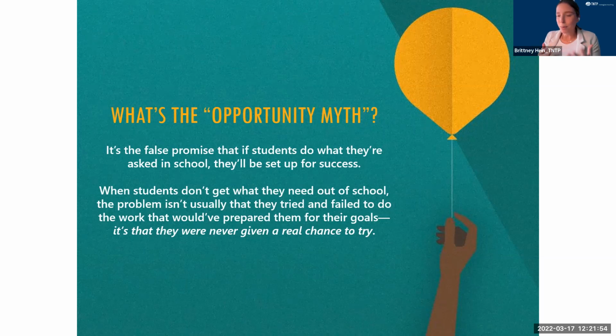That's what we promised them, right? We promise that all students will have the opportunity to succeed. And unfortunately, and some of y'all may know, that promise is a myth. That promise doesn't always come true for our students.